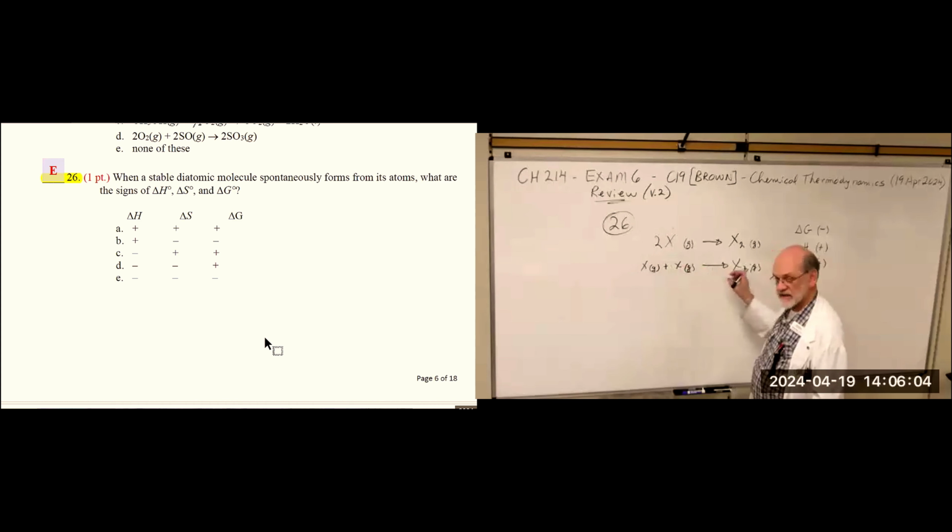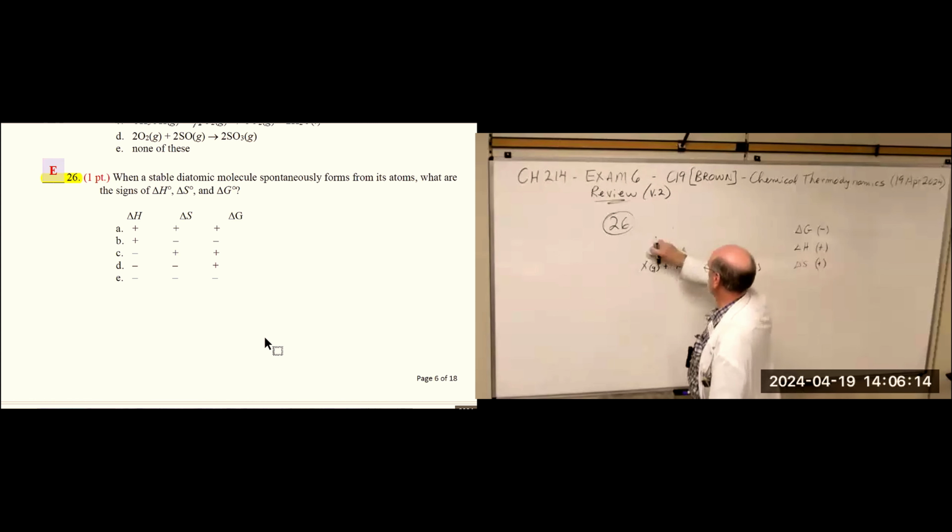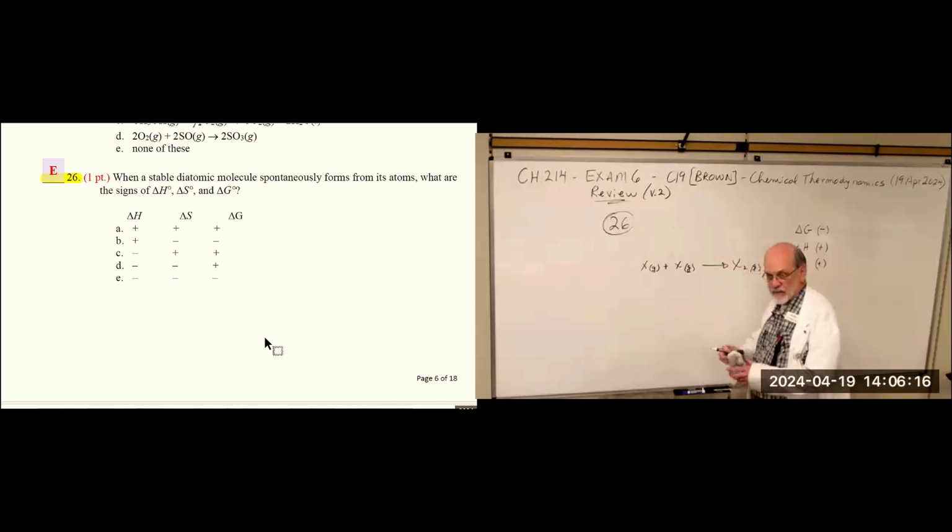I thought you said the coefficient 2x was the one that was formed together. I had it backwards. Oh, okay. Yeah, that was my mistake. I read the problem wrong. A stable diatomic molecule spontaneously forms from its atoms. Okay. All right. Now let's go back and look at it again.